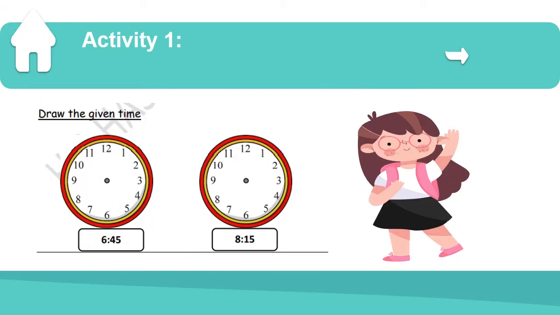Okay, activity 1. Draw the given time. I want to draw the hands. Let's read the time here. 6 and 45. So, what is the hours here? It's 6 hours. So, the shorthand will be on 6. And 45, it will be on what? 45 minutes. Let's start from 1 and count table 5. I will find 45 on number 9.